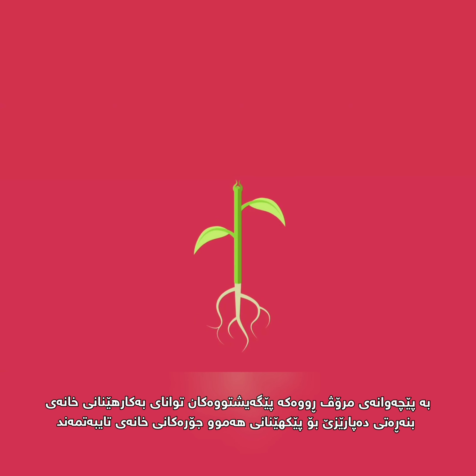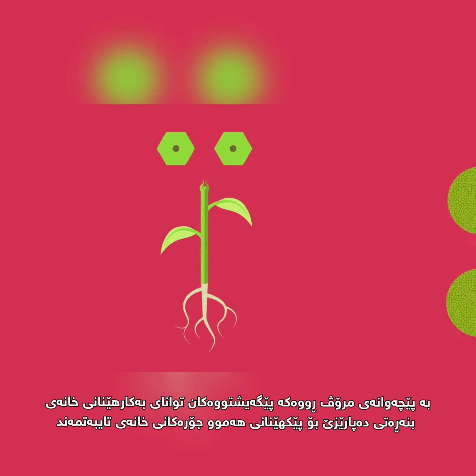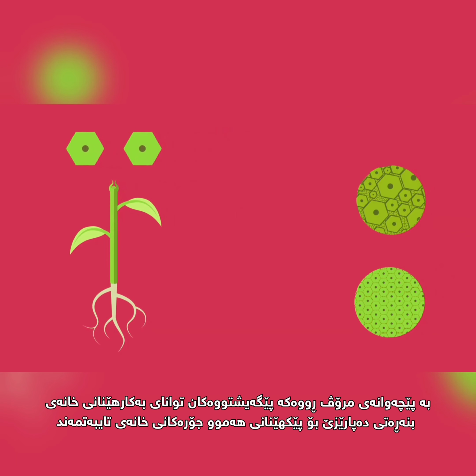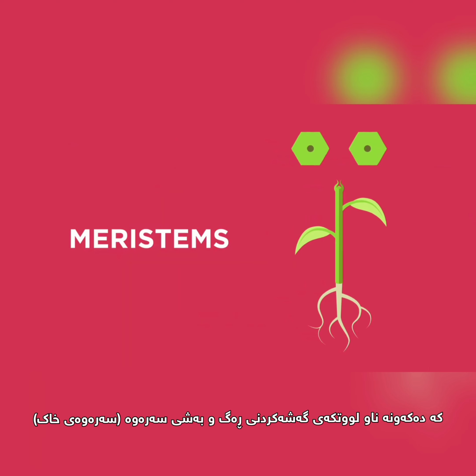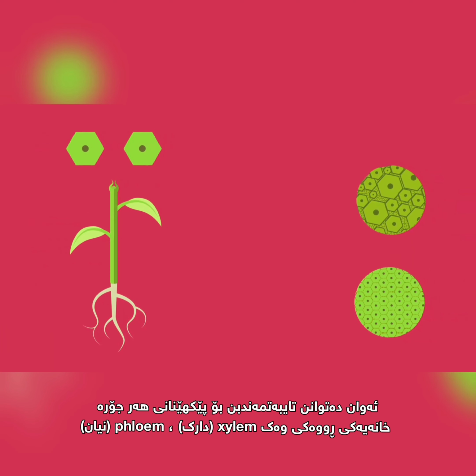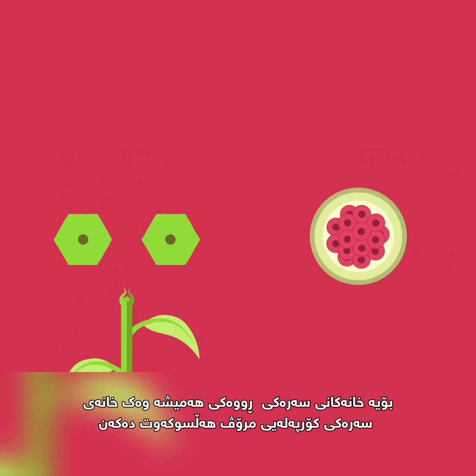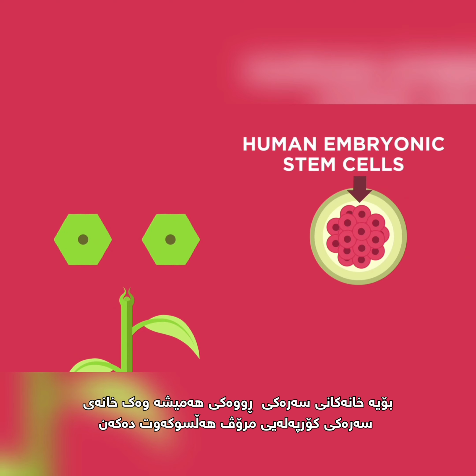Unlike humans, adult plants retain the ability to use stem cells to form all types of specialised cells. Plant stem cells are found in regions called meristems, which are located in the tips of growing roots and shoots. They can differentiate to form any type of specialised plant cell, such as xylem or phloem, so plant stem cells always act like human embryonic stem cells.